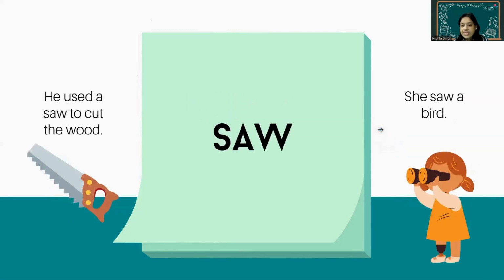Then we have saw. So this is a tool which is used to cut the wood, and the sentence is he used a saw to cut the wood. And the next saw is the past form of the word see. She saw a bird.